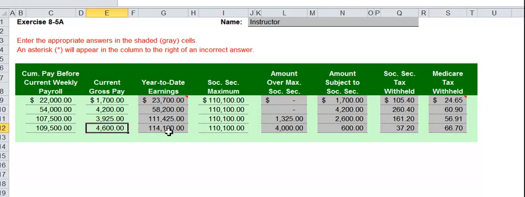So same thing with our next guy. He's made $114,100, so he went over by $4,000. Okay, and in this one it's easier to see. Before today's paycheck, he made $109,500. The maximum is $110,000, so he only needs $600 more to get him to that maximum. So that is another way to calculate the $600, or you take his paycheck minus the amount overage to give him the $600. Then we take the $600 times the 6.2%, and then for Medicare tax, it's the full $4,600 times the rate.